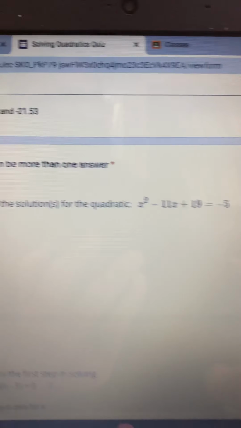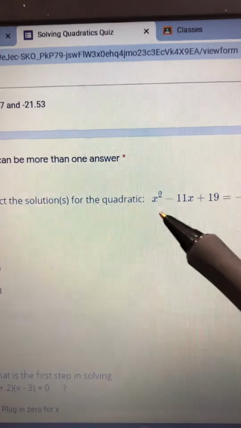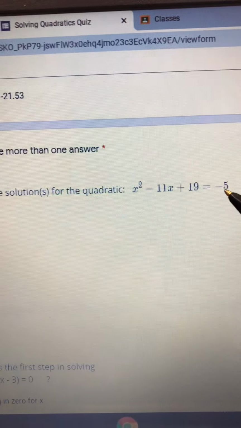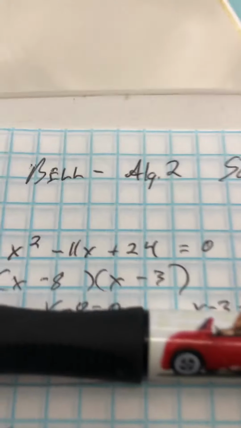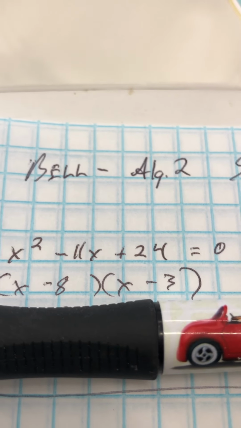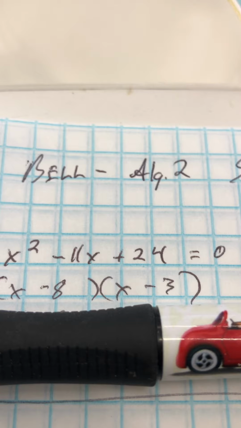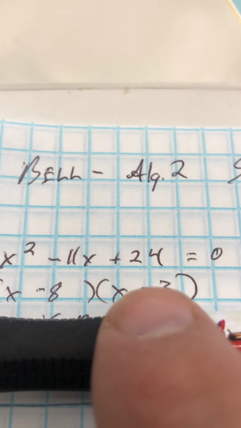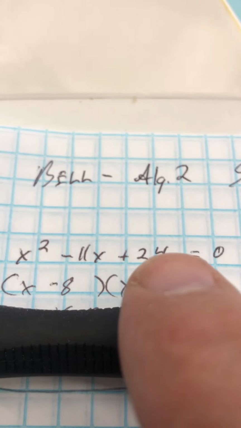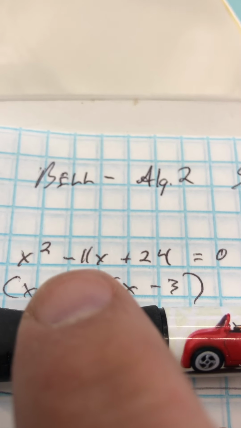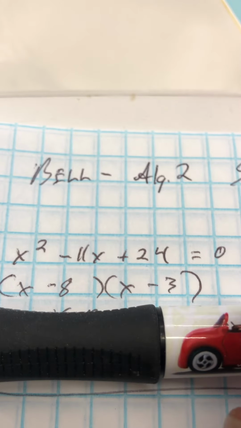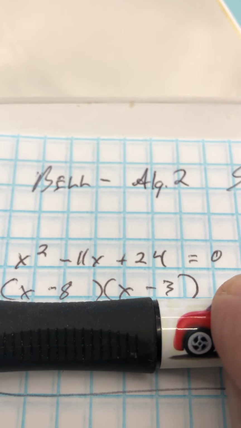Moving on, select the solutions for the quadratic. What you're going to do is add 5 to both sides. It is going to end up looking like that, and I'm kind of leading you on here: what do you multiply in order to get 24, and when you add them together you get negative 11? You can kind of see where I started to do that, but then you have to set both of those to 0 and solve for x.